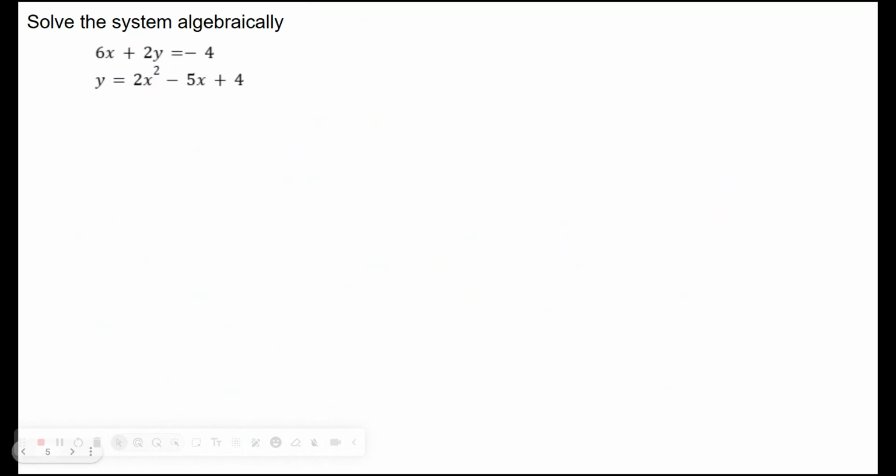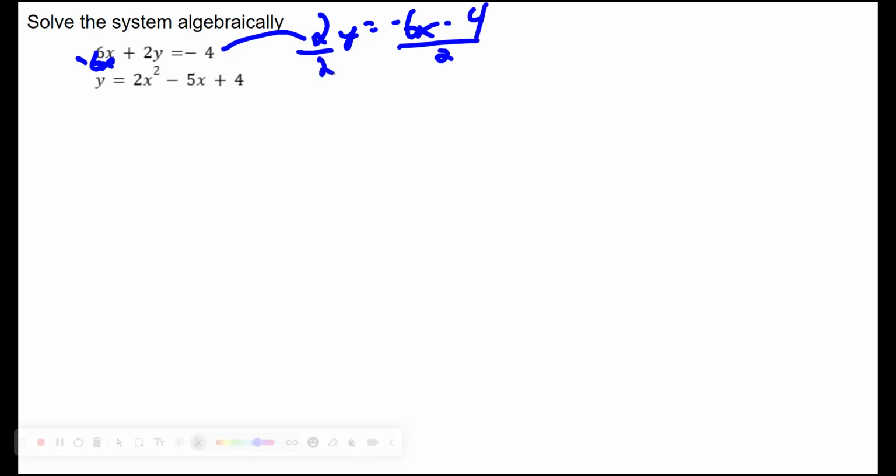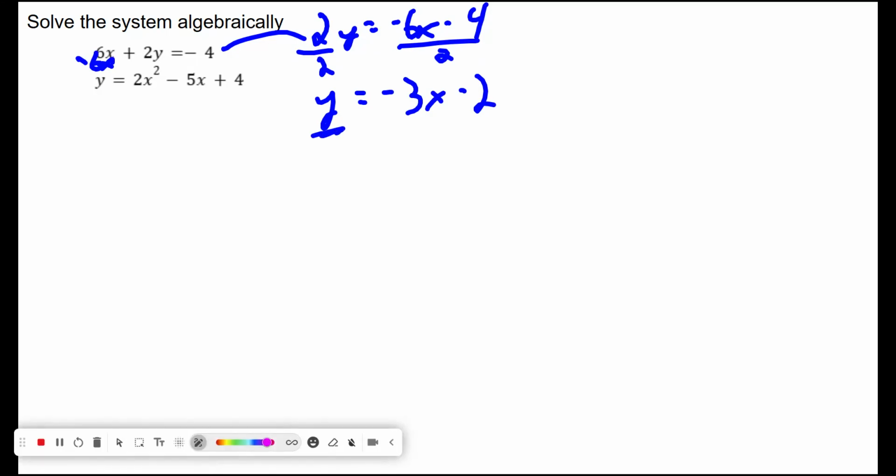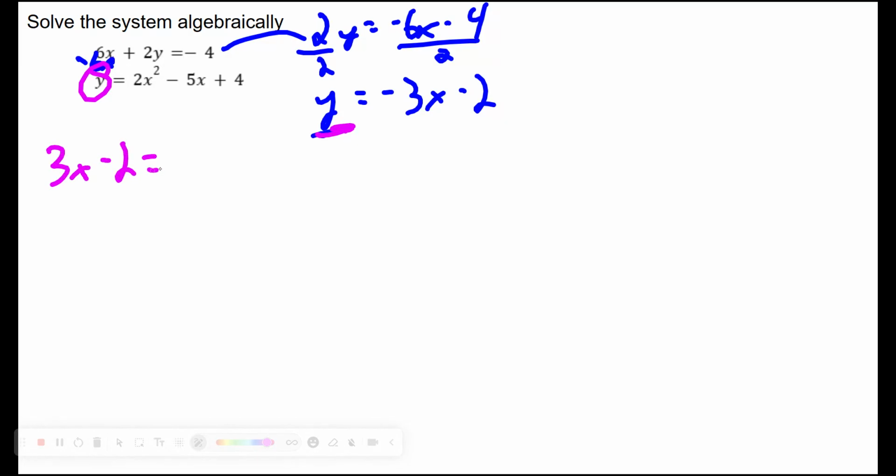6x plus 2y equals negative 4. y equals 2x squared minus 5x plus 4. Well, let's make things simpler here. Let's solve for y in this one. I'm going to start by subtracting 6x from both sides, leaving me with 2y equals negative 6x minus 4. Divide everything by 2. y equals negative 3x minus 2. And I'm going to replace this y over here with this value. Negative 3x minus 2 equals 2x squared minus 5x plus 4.